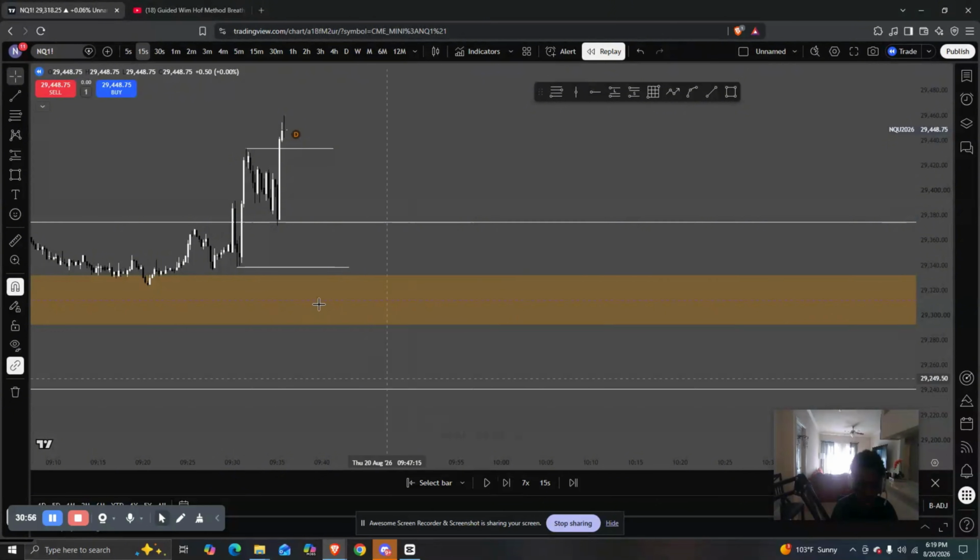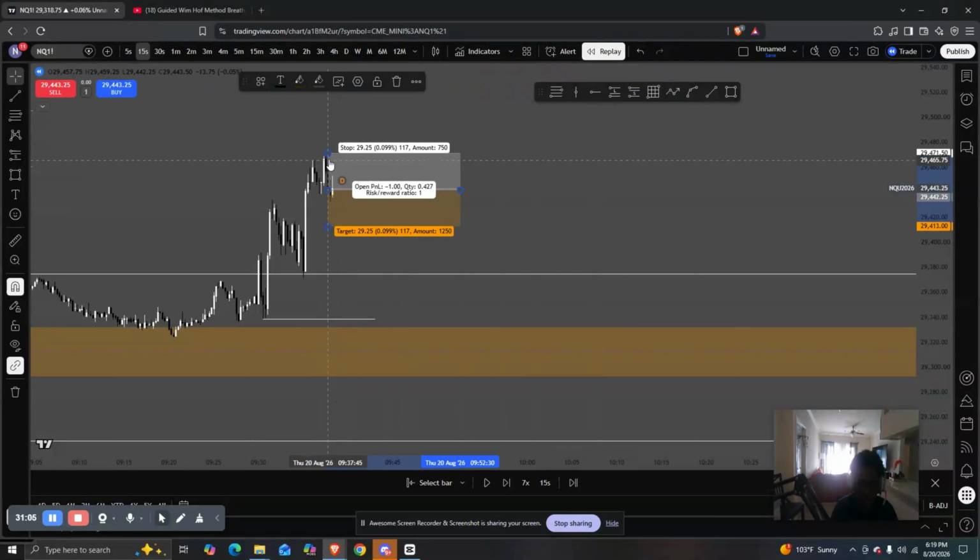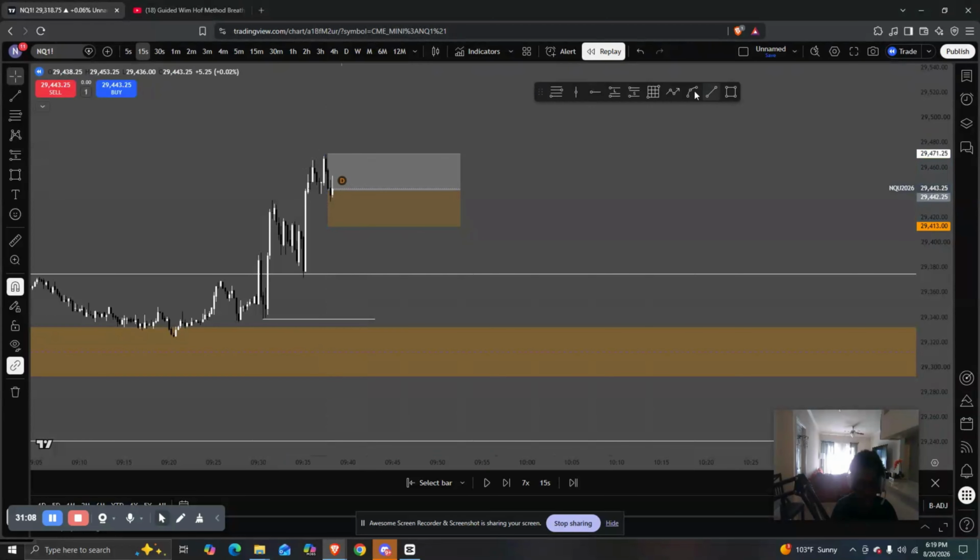So you'd wait, you get that manipulation there, and you could enter off this. You would enter off this IFPG up here. Why enter off this IFPG?